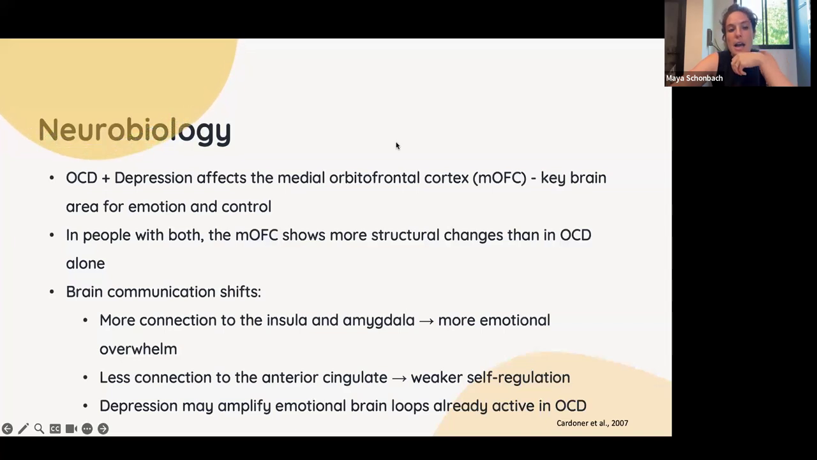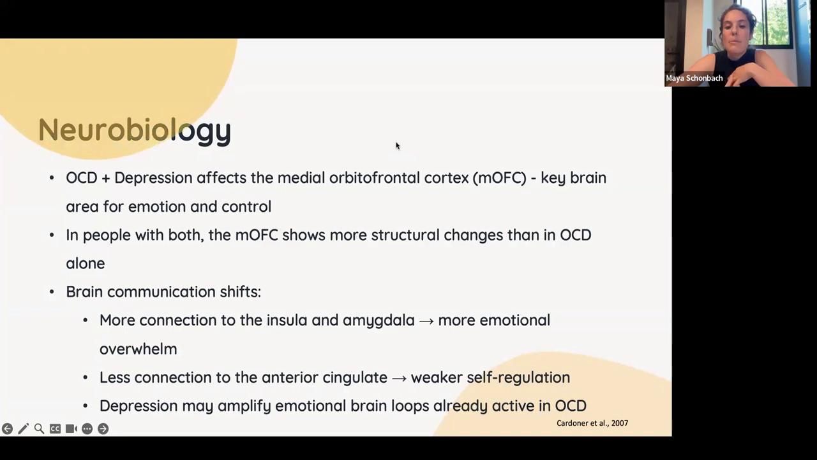And then another important, interesting part is that the brain's communication pathways also shift. There's more connection between the amygdala and the insula, and those are areas that are involved in emotional intensity and threat detection. So that's maybe leading to more emotional overwhelm. And then there's also less connection to the ACC, or the anterior cingulate cortex, and that's an area that normally helps us monitor and regulate our reactions. So that could lead to weaker self-regulation.